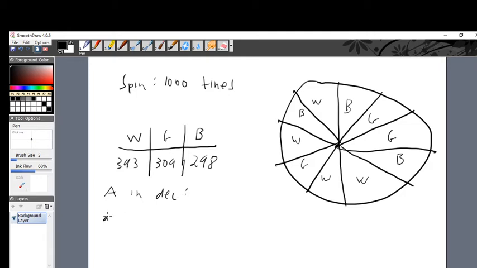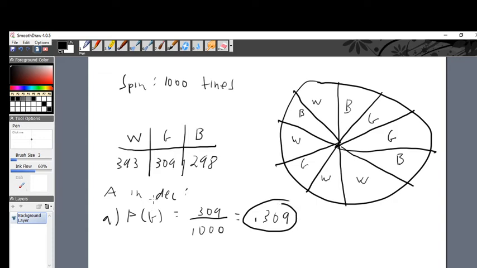Question A. What's the probability of G? All right, the probability of G is 309 over, how many times was it spun? 1,000, and you got 309 that are gray. 309 divided by 1,000 on your calculator. You don't really need a calculator. It's going to be 0.309. Problem over. That's the answer for A.